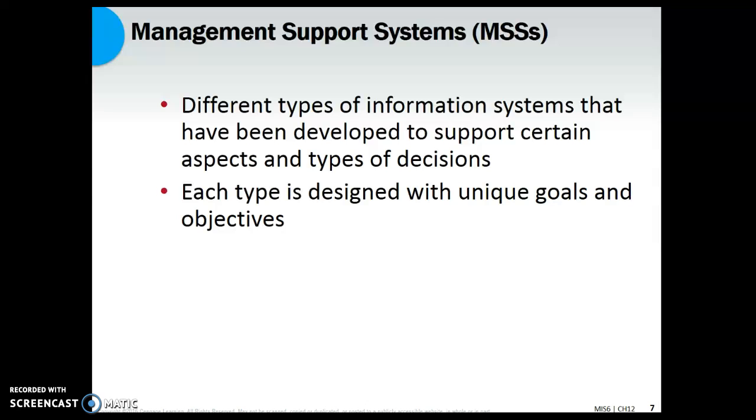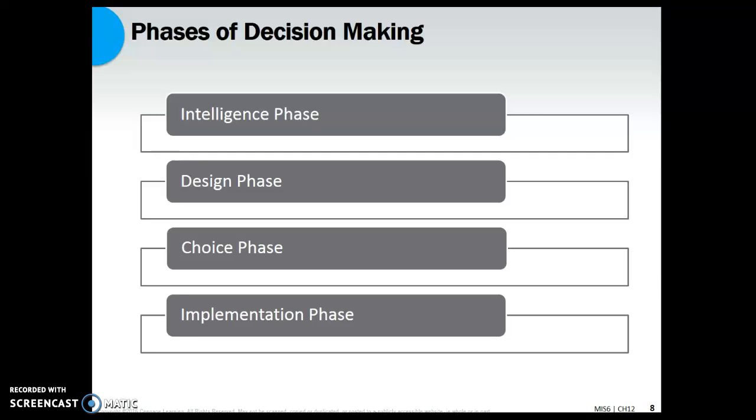So, in terms of management support systems, there are different types of information systems that have been developed to support certain aspects of these types of decisions. So let's take a look at them. There's an intelligence phase, a design phase, a choice phase, and an implementation phase. This has a lot to do with what we talked about in the past, which is called SDLC, or the System Development Life Cycle.